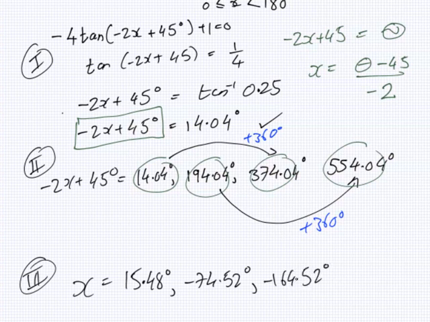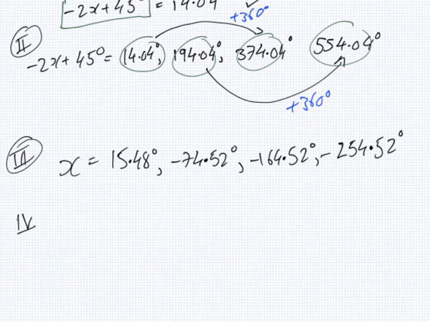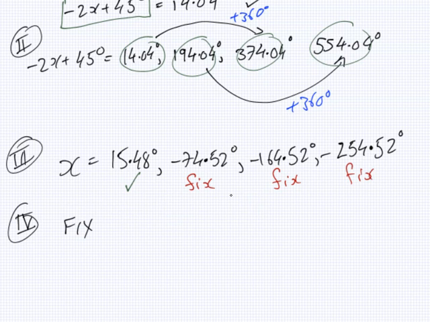Okay, and then the next one. Negative 2.52. Okay. The next and final step is to fix. This one is already okay. We need to fix this, we need to fix this, and we need to fix this. Too big or too small? Too small. Too small.